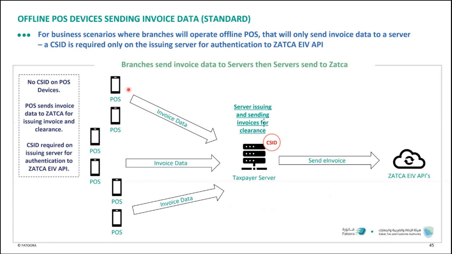Another example is if the taxpayer branch has some sort of centralized server, and this server is issuing and sending the invoice to ZATCA. In that case, you don't need to issue a CSID for the point of sale because the point of sale is acting as a channel. However, the actual generation and sending of the invoice resides in the taxpayer's centralized server. In that case, you will only need to generate one CSID. No need for the individual points of sale to have their own CSIDs.